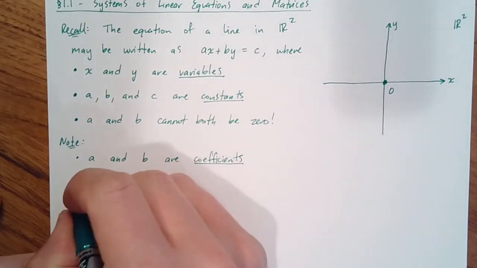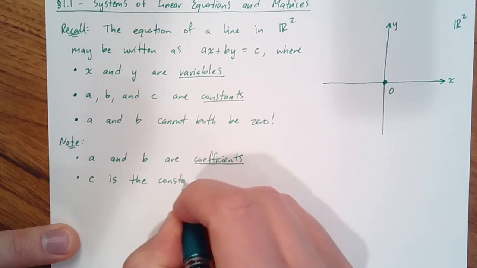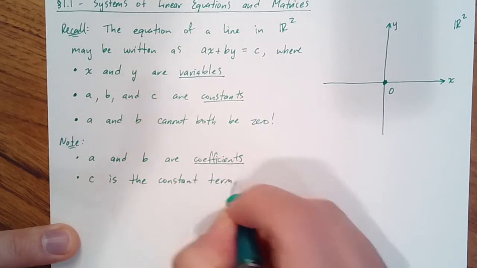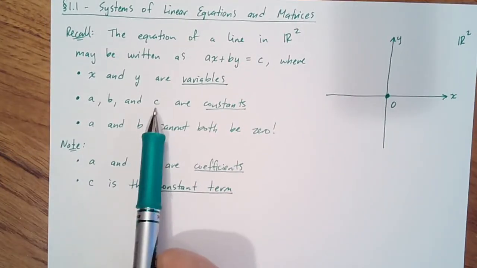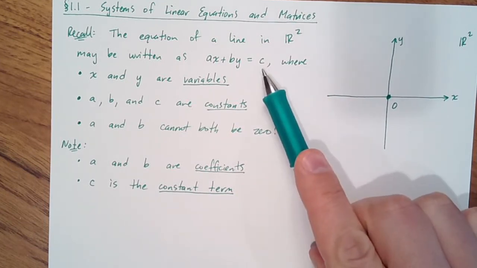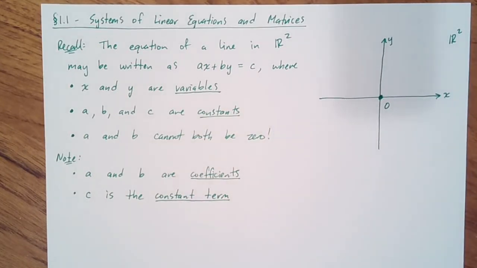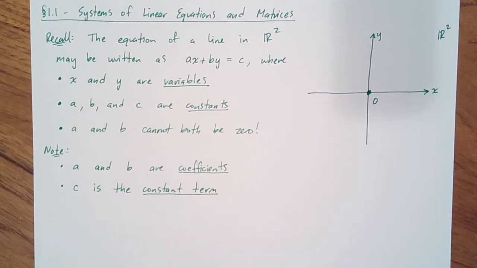And then c also has a name. C is called the constant term. Why is it called the constant term? Well, it's a constant, for one. It was listed under these three constants, but also it's all by itself over here. It's not multiplied onto anything, so it makes up a term all on its own. Right? So that's how we call it the constant term. So that's just a nice way to remember that. But these names really just give us a way to conveniently refer to these objects with meaningful names.